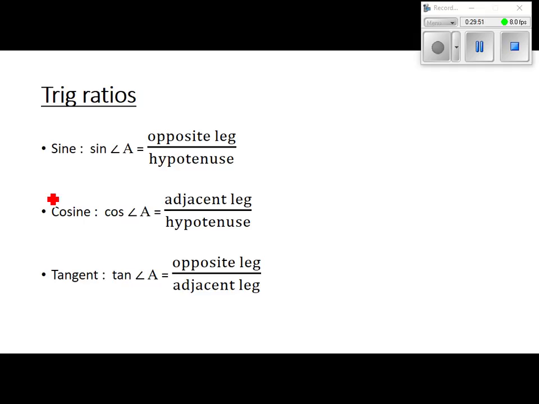So if they ask you to find the sine of angle A, all you're going to do is put the number that's the opposite leg over the number that's the hypotenuse. If they actually ask you to find angle A, we're going to do something with that too.